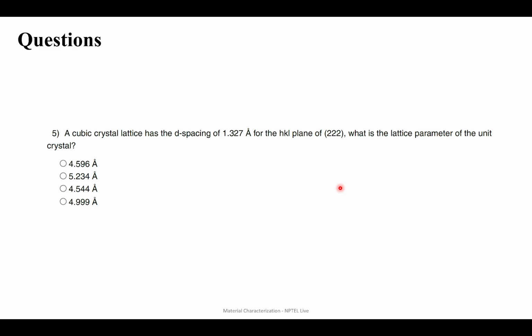A cubic crystal lattice has a d spacing of 1.327 angstrom for the HKL plane of 2 2 2. What is the lattice parameter for the unit cell? 4.596 angstrom, 5.234 angstrom, 4.544 angstrom, 4.999 angstrom.